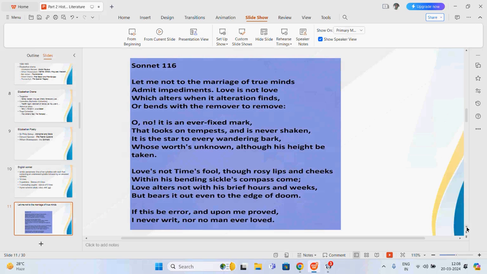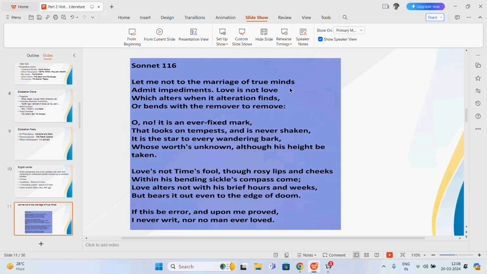Love's not Time's fool, though rosy lips and cheeks within his bending sickle's compass come. Love alters not with his brief hours and weeks, but bears it out even to the edge of doom. If this be error and upon me proved, I never writ, nor no man ever loved.